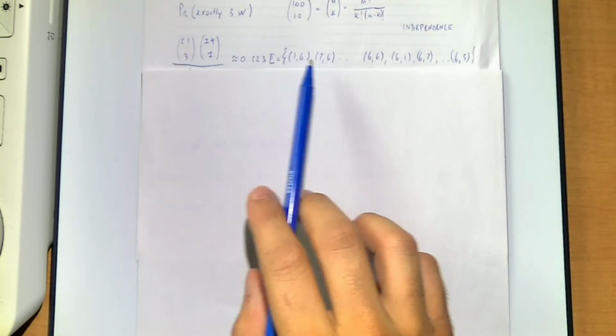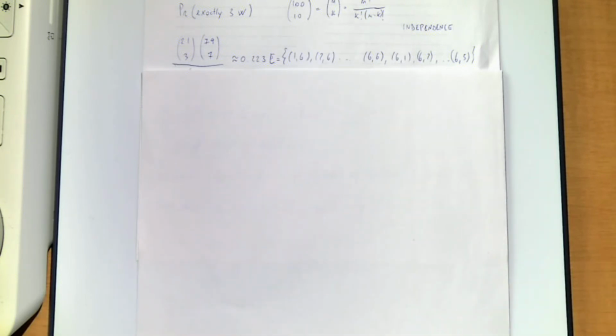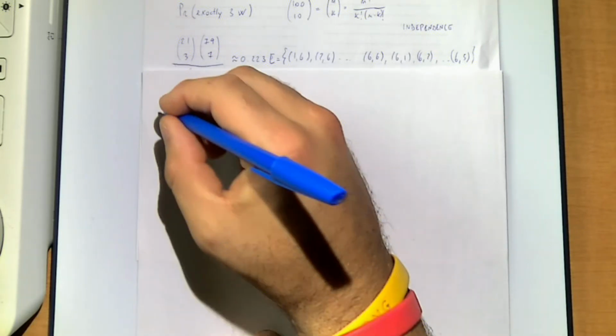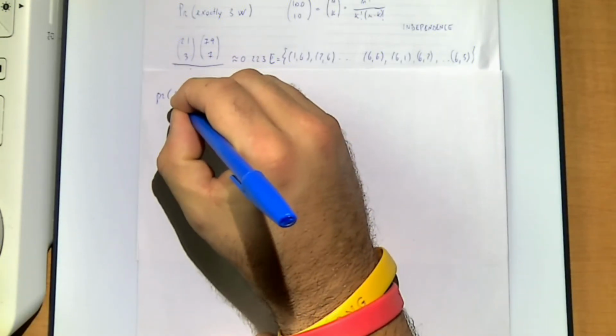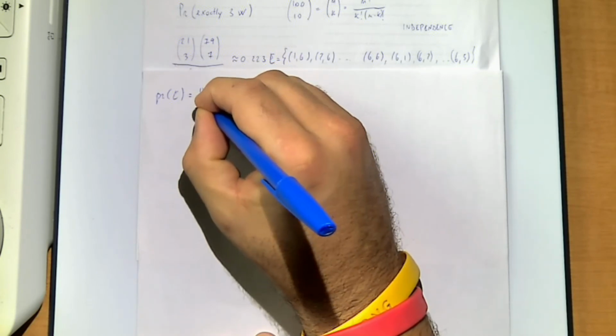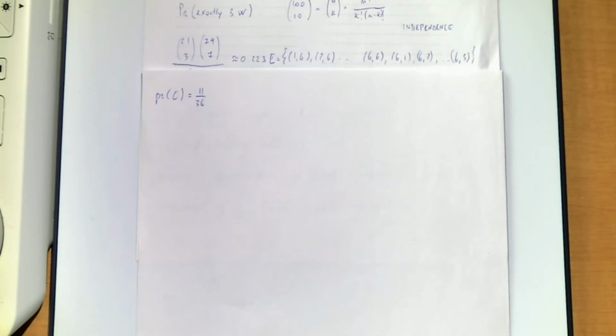Well, if you count the 11 outcomes in there, right? And each of these 11 outcomes has probability 1 over 36. So the probability of E is 11 over 36. Makes sense? I just count them. In this case, I can do it explicitly.